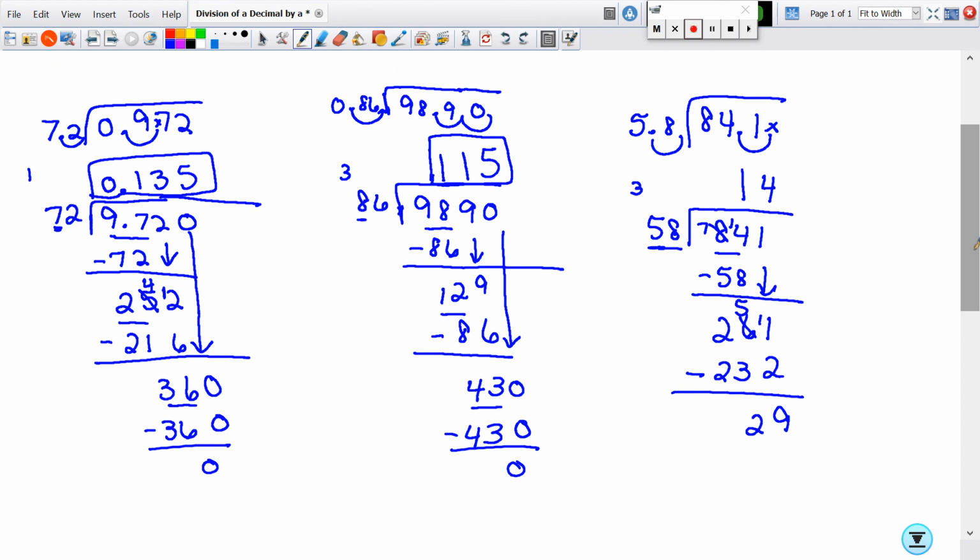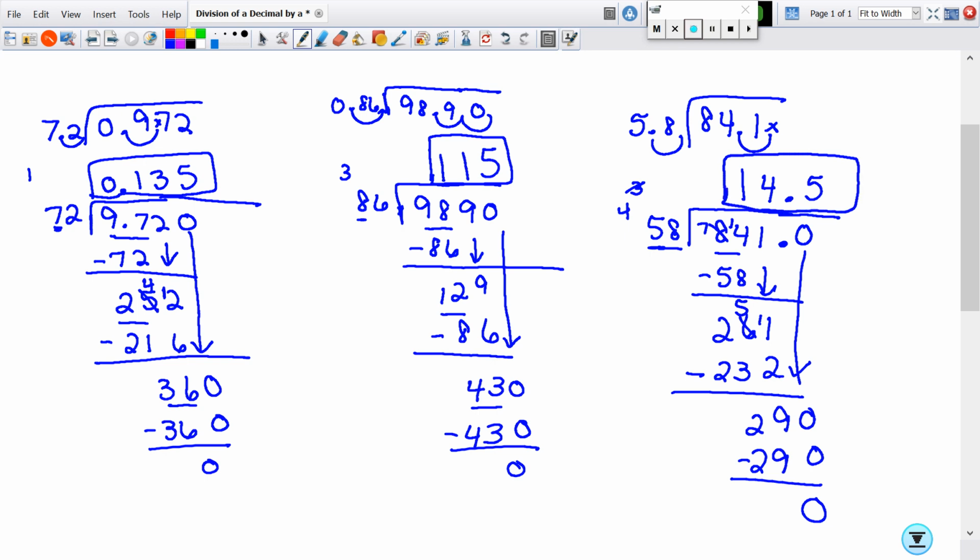However, we don't have any numbers left up top to bring down. So at this point, you put a decimal point and bring it above in your answer, and you start putting zeros to bring down. So I'm going to bring down a 0. Okay, so 5 goes into 29. Let's try 5 again. 5 times 8 is 40. Write the 0, carry the 4. 5 times 5 is 25, plus 4 is 29. And we have it. 290 take away 290 is 0. Once you get 0 after you subtracted, you are finished. So 14.5 is the answer.